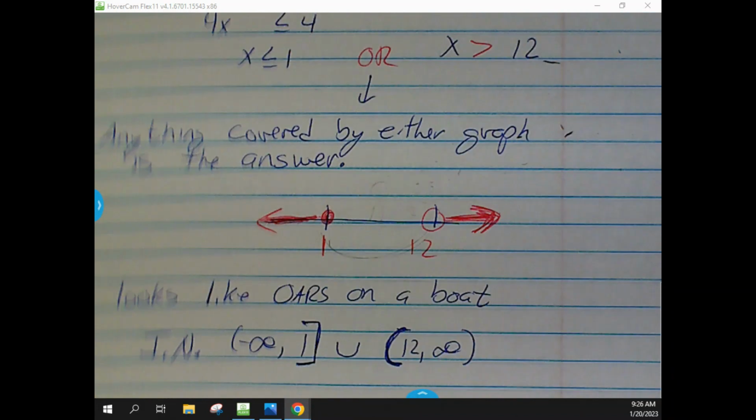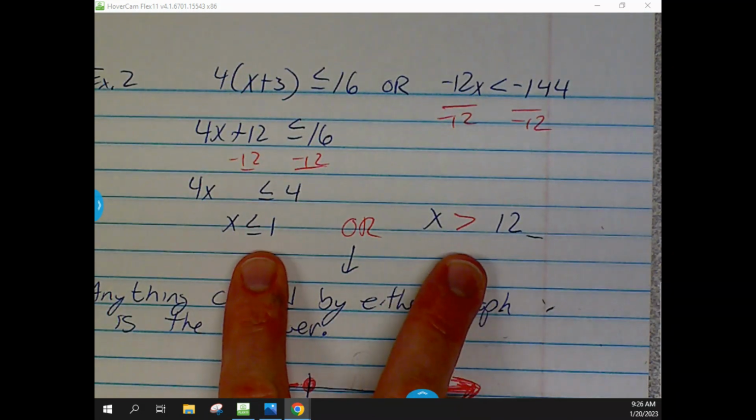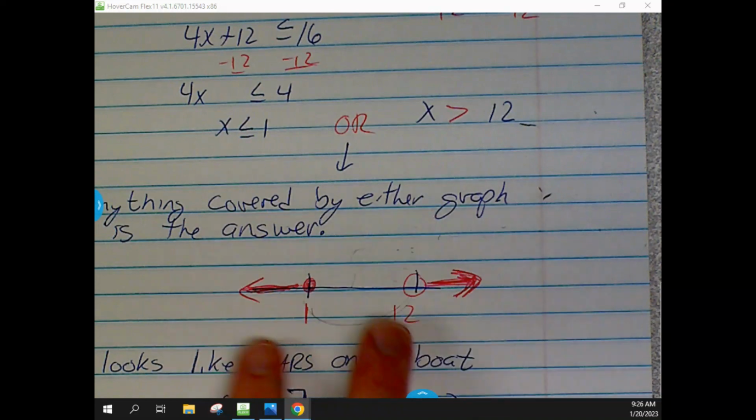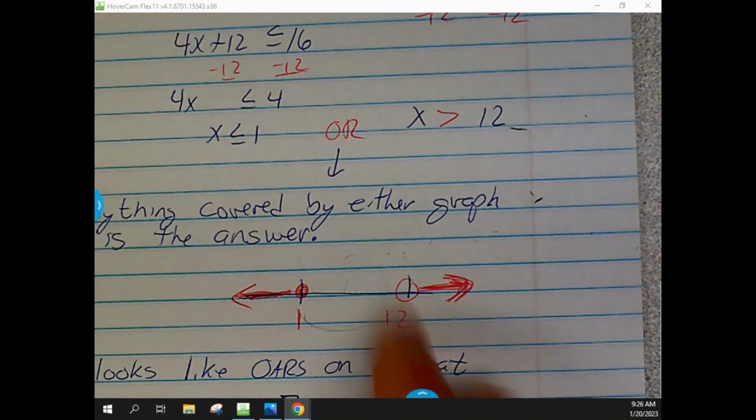This one up here, you've got this gap. If we're picking numbers less than 1 but greater than 12, we've got to leave out this gap between 1 and 12, because 2 doesn't fit here and it doesn't fit here. So that's why we've got this gap in here.